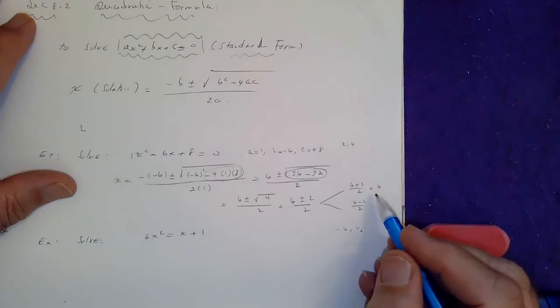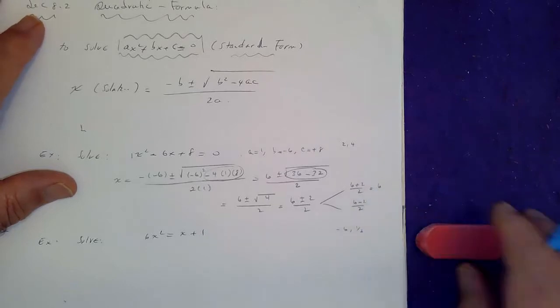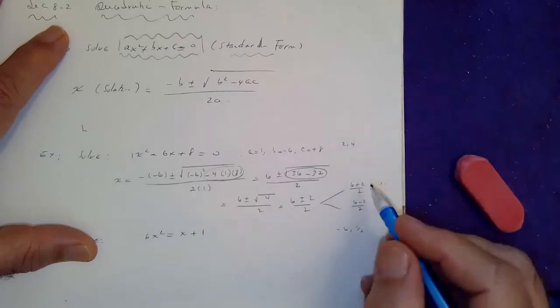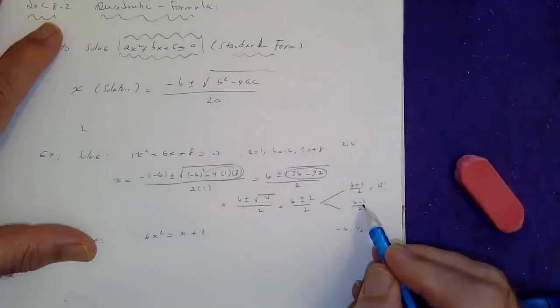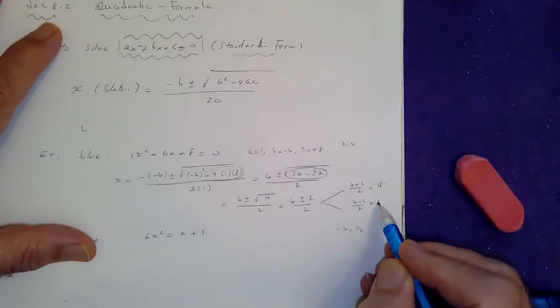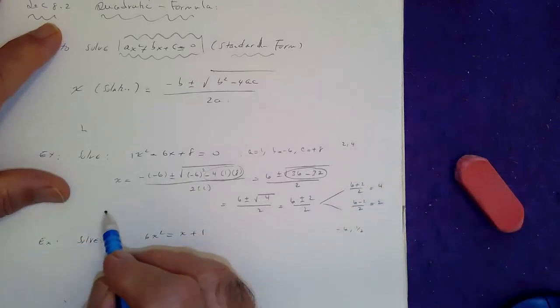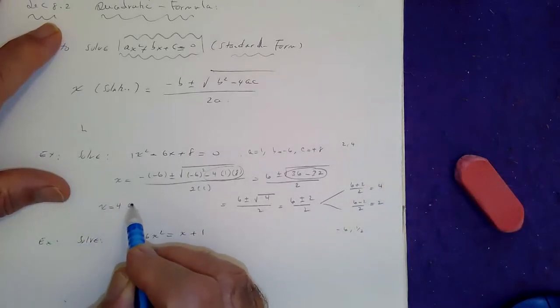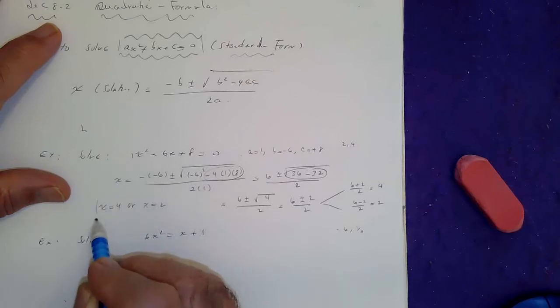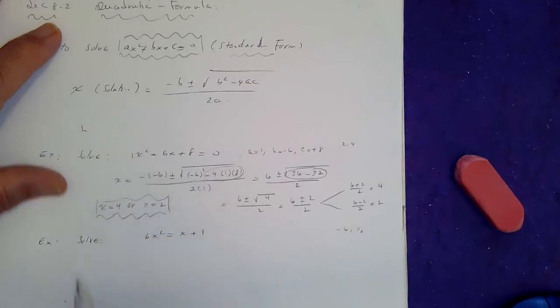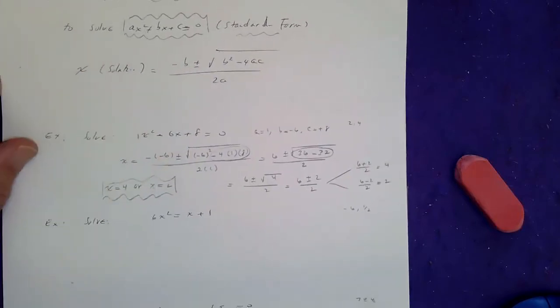And that will give you 8 divided by 2, which is 4, and 4 divided by 2 gives you 2. So the solutions are either 4 or 2. There you have it.